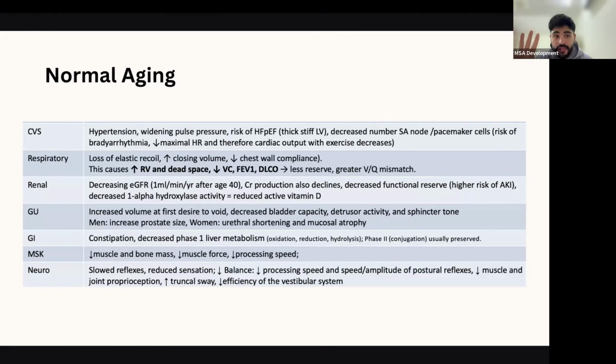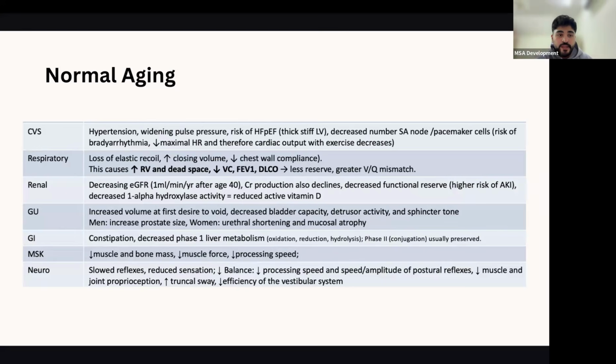Sorry, that's two. Three, when we come to renal, which we're going to discuss in more advanced detail now, patients are normally going to develop a slight decrease in their GFR, after the age of 40 onwards. The creatinine production will also decline, and they're also going to have a decrease in the activity of the 1-alpha hydroxylase enzyme, which means reduced active form of vitamin D. So they're going to be more prone to having vitamin D deficiencies. Okay.